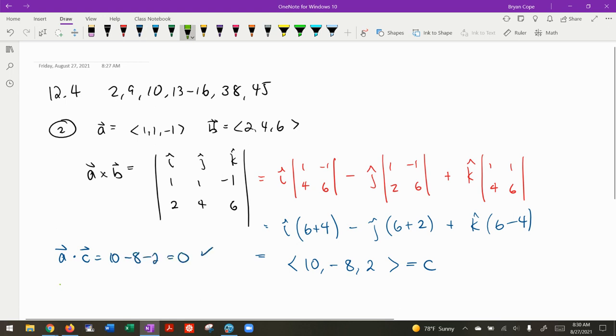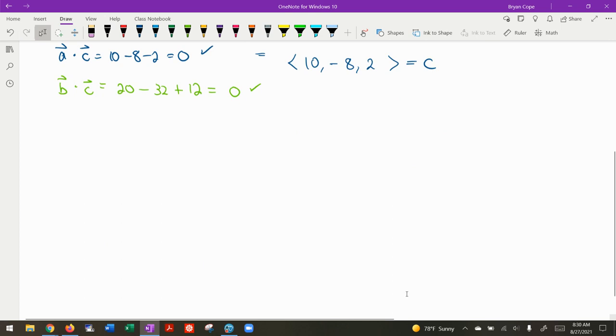Then let's do b dot c, and that is 20 minus 24. Nope, sorry, that's not right. 20 minus 32 plus 12, and so that also is 0. So it is orthogonal. So we confirm that, yep, the new vector, the cross product, is orthogonal to both of the originals. All right, let's go to 9.